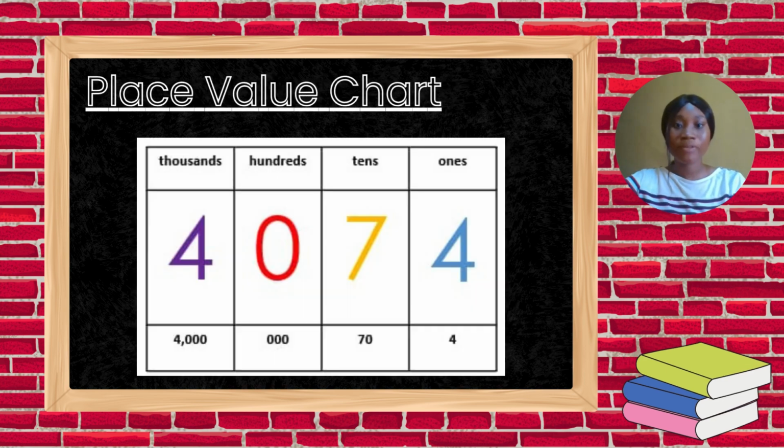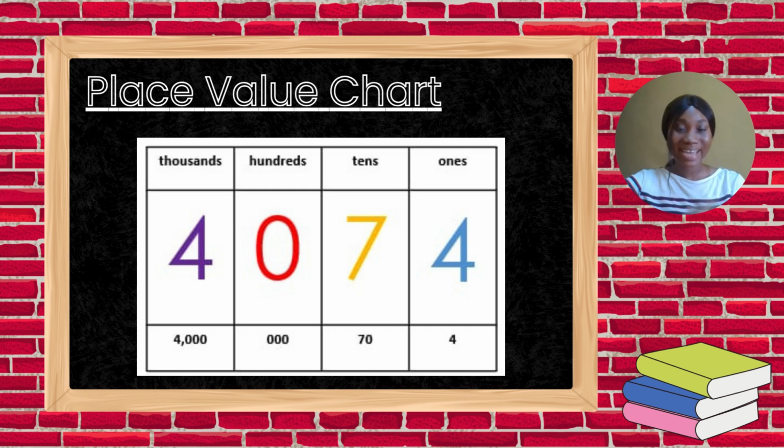Okay, so see this example over here. I have the number 4074. So you can see I have two fours. Like digit 4 is standing in two positions. 4 is standing in the ones place, and then I have another 4 standing in the thousands place.